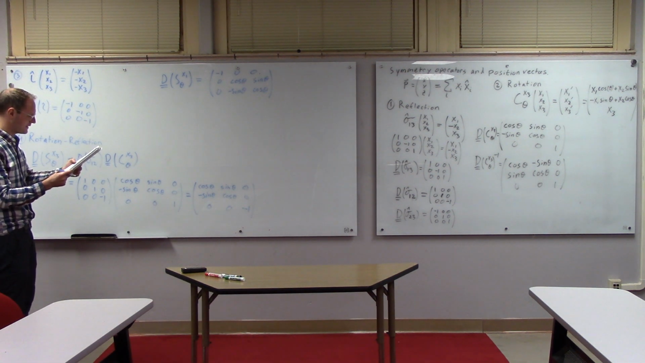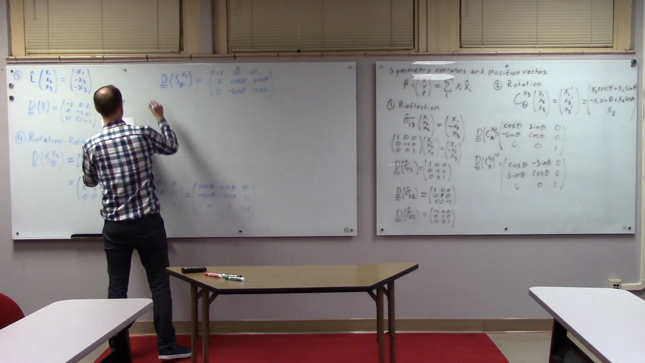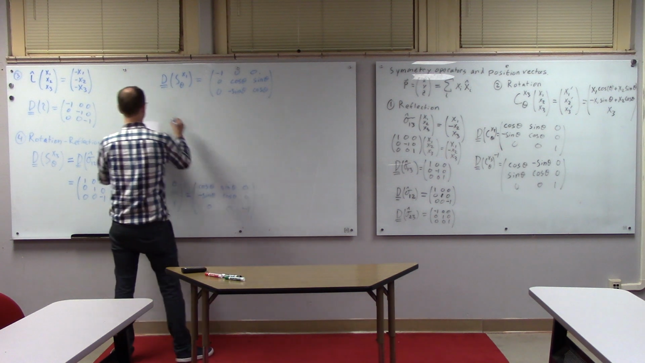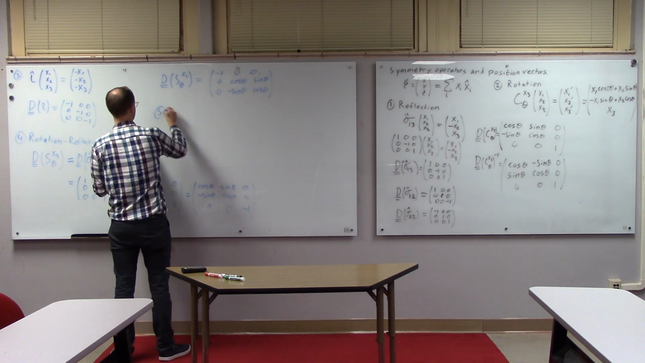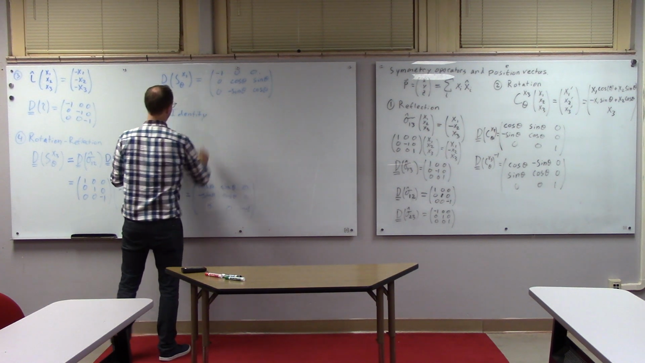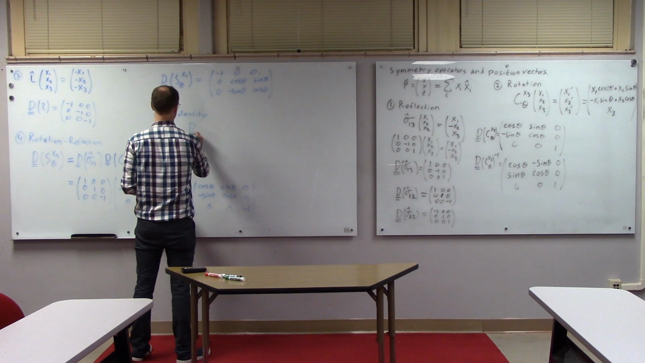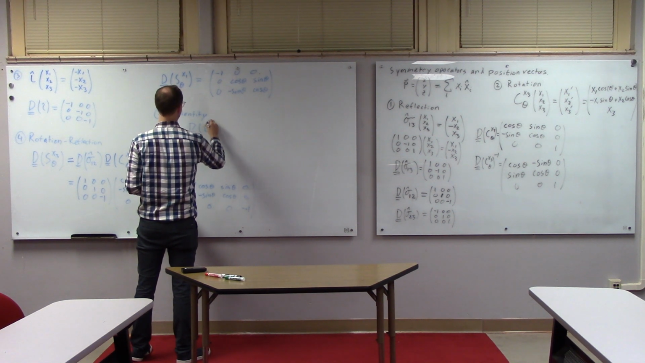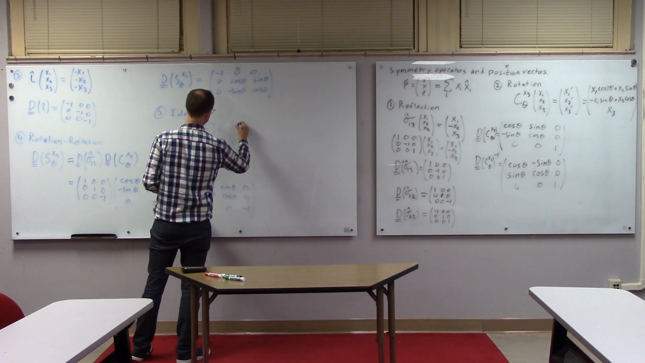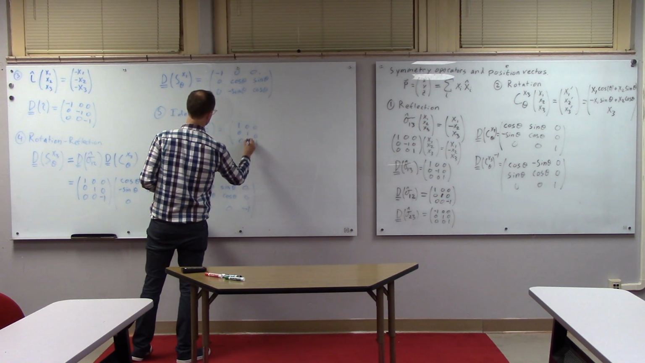Okay, and finally, let's look at the one last operation that we need to look at. That's the identity operation. And as you can probably guess, the matrix representation for the E operator is just going to be an identity matrix that leaves the x, y, and z coordinates unchanged.